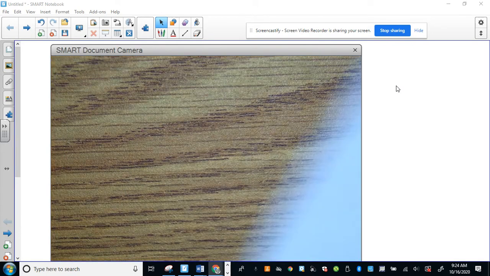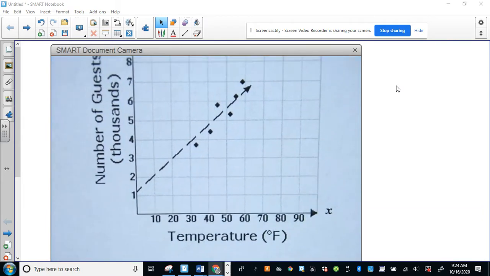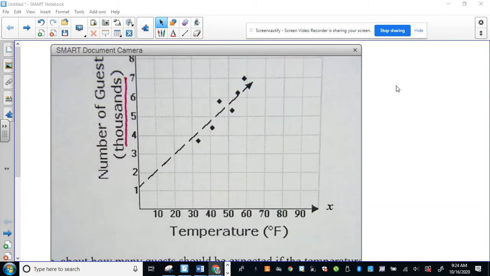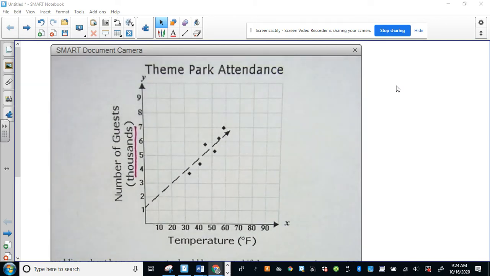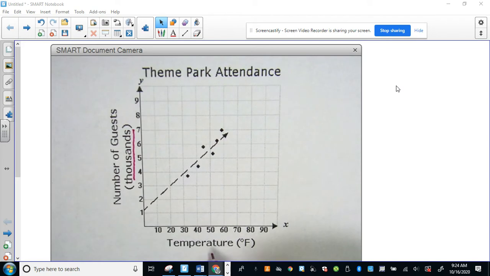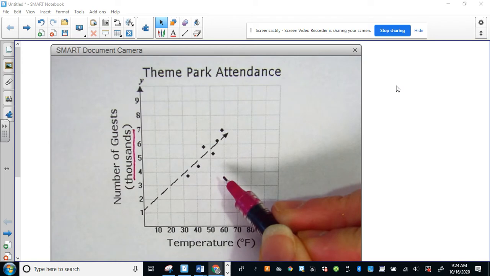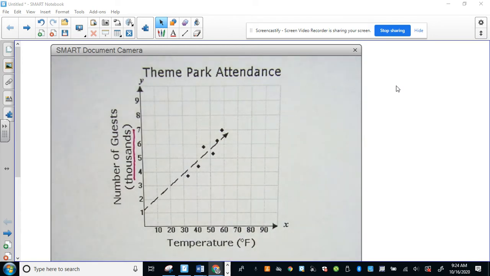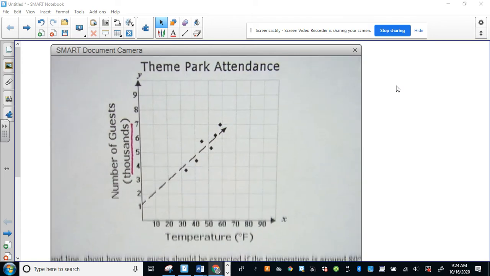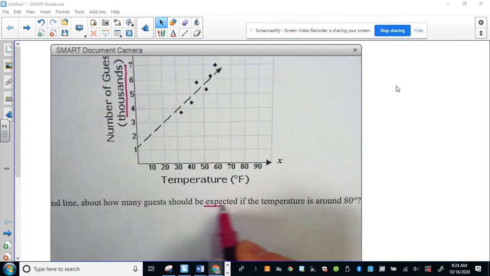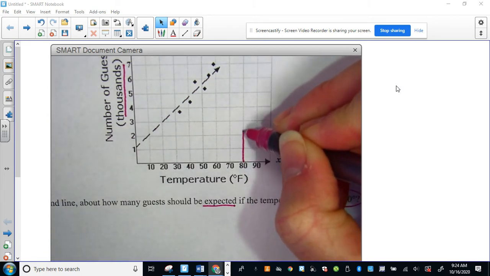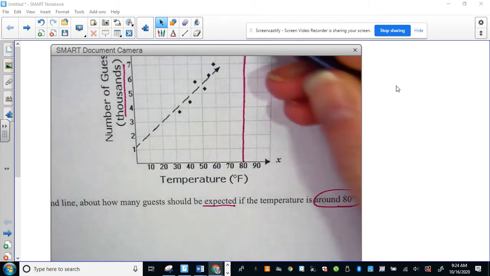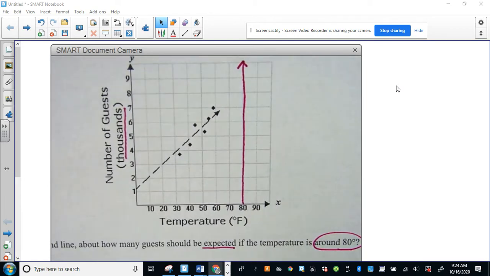5/3 is my slope. Here we have a theme park, and we're looking again, pay attention to these X and Y axis labels. Theme park attendance. As the temperature is going up, then the amount of people coming is going up. Now, we're trying to estimate, based on the trend line, how many would you expect for a temperature of around 80 degrees? Well, 80 degrees is here. We'll go all the way up so you can see where 80 degrees would fall.